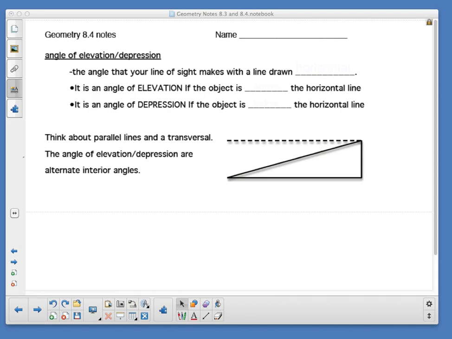Is our test next week? Yes, our test is next week. It's on Friday. Okay. Any other questions? Okay. And the quiz is paper. I want to see what's going on. You got to manipulate. You got to show work.